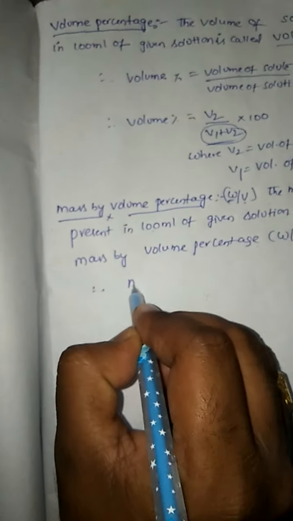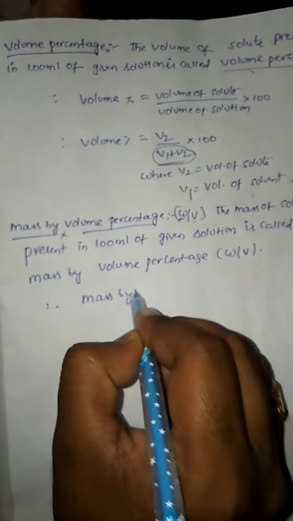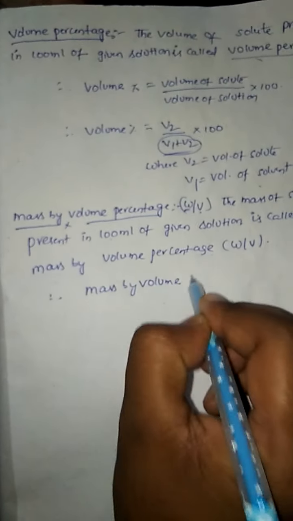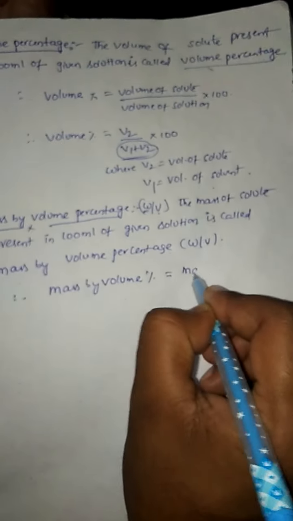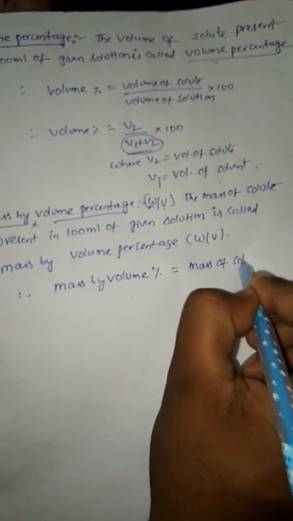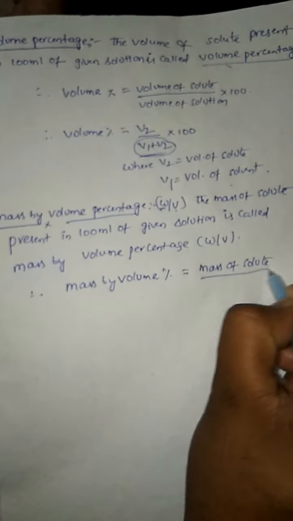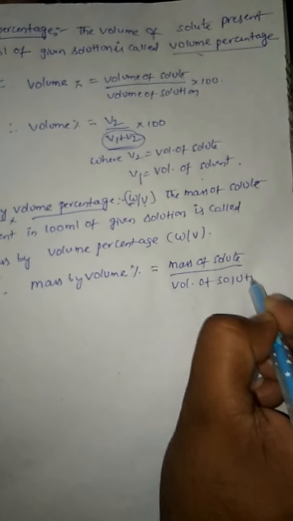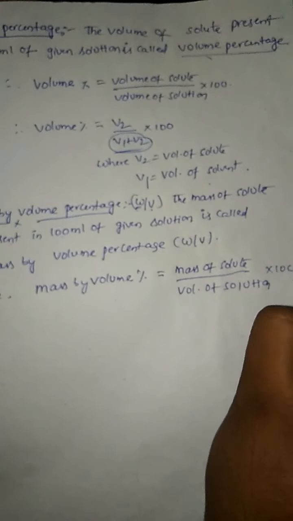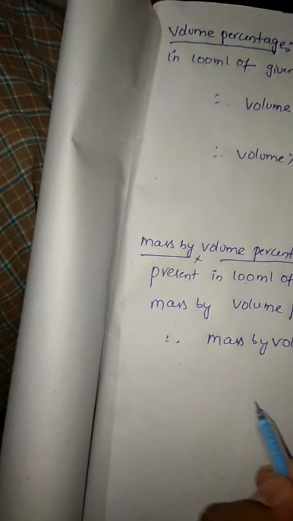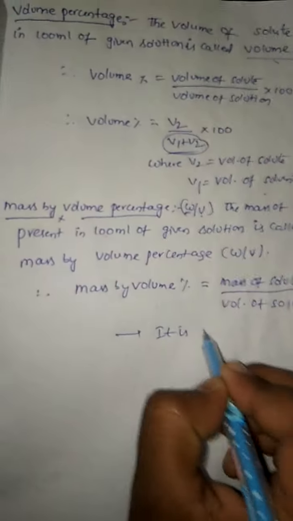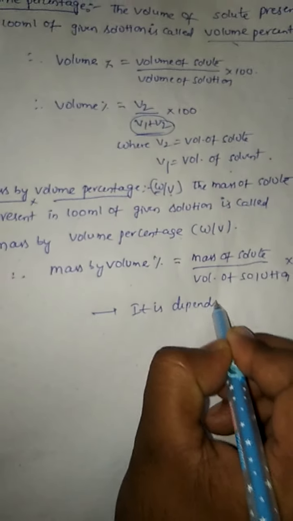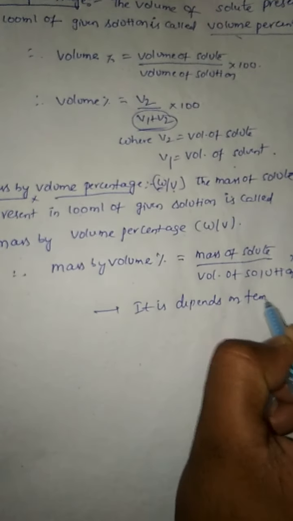Therefore, mass by volume percentage equal to mass of solute by volume of solution into 100. Mass of solute by volume of solution into 100. It depends on temperature.